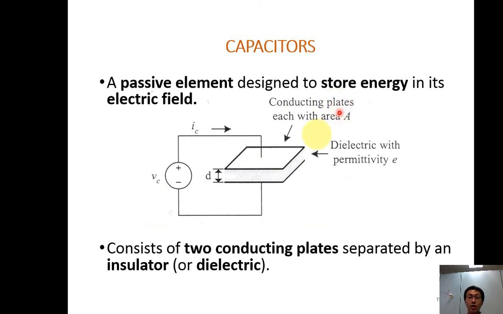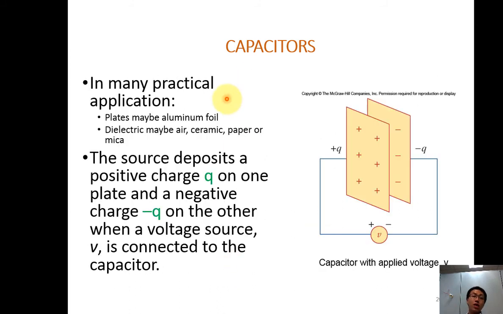It has conducting plates, each with an area of A, and a dielectric with a permittivity of epsilon. It consists of two conducting plates separated by an insulator. So when there are conducting plates together with an insulator inside, then it becomes a capacitor. What do we use a capacitor for? In many applications, plates may be aluminum foil and the dielectric may be air, which means I have a plate, another plate, then this is air. Then I connect to a battery, and this becomes a capacitor because it stores the charge as an electrical field.